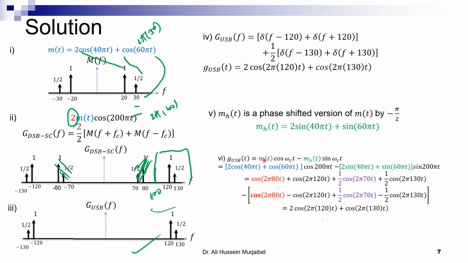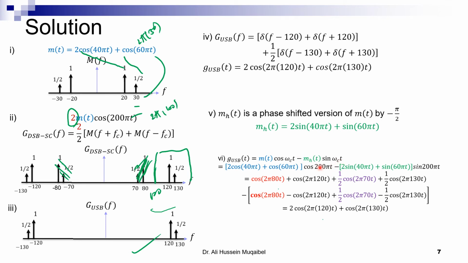I'm keeping the color here for you to match. The message in blue is substituted here: cosine multiplied by cosine omega_c t, which is 200 pi t. And then the green thing is the Hilbert transform multiplied by sine. We use a minus sign here because we want the upper sideband.